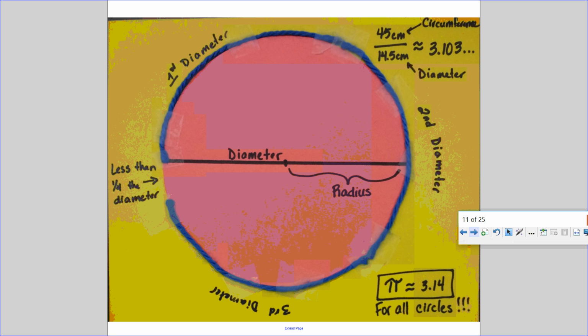So here's this perfect example of one that's already been made. Here's the diameter. Here's the radius. Radius is half of it. So we have our first diameter, a second diameter, a third diameter, and then we have less than 1/4 of the diameter. And so if we measure the circumference and divide by the diameter, it should be 3.14 if we had measured it correctly, but pi is approximately 3.14 for all circles.